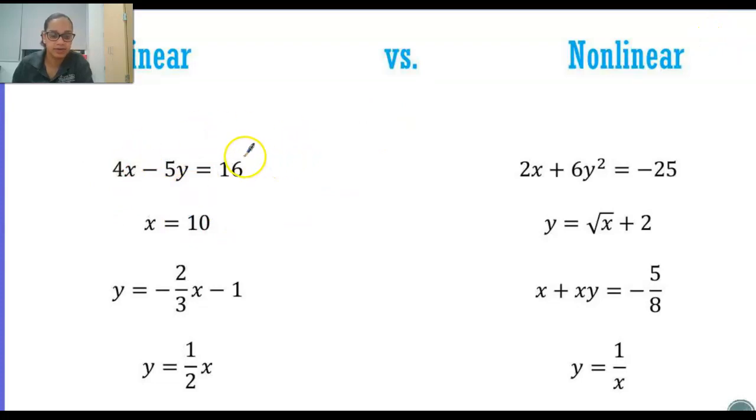So here's some examples of linear relations. 4x minus 5y equals 16. Just think, anything that I could rewrite in the form y equals mx plus b is possibly going to be linear. Non-linear: if I notice something, this has a power of 2 exponent. This one has a square root. Right here we have x and y being multiplied by each other. And then here I have an x in the denominator. All of those are key things that would let me know that this is non-linear.